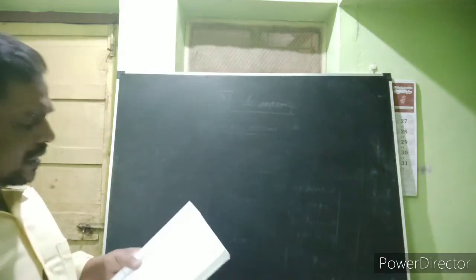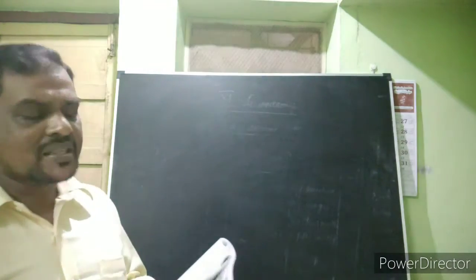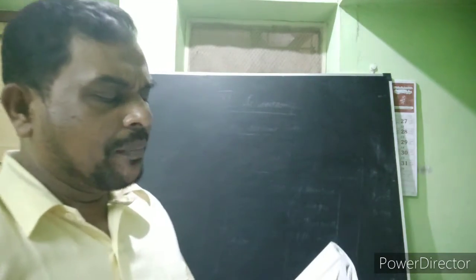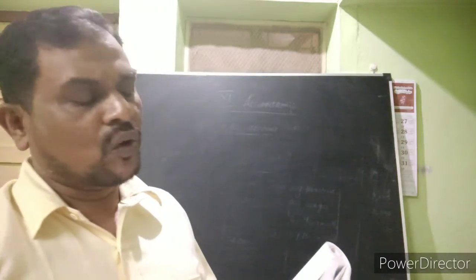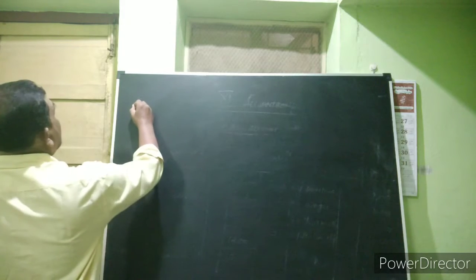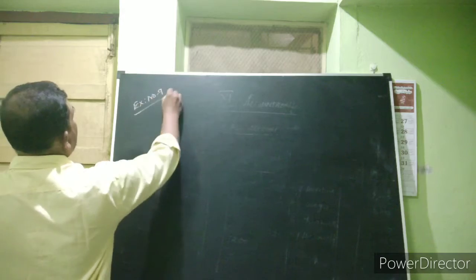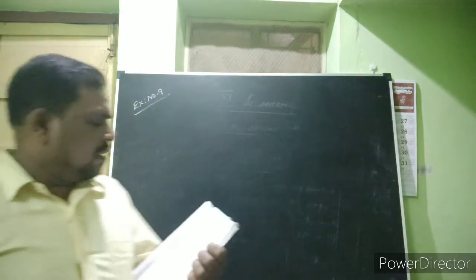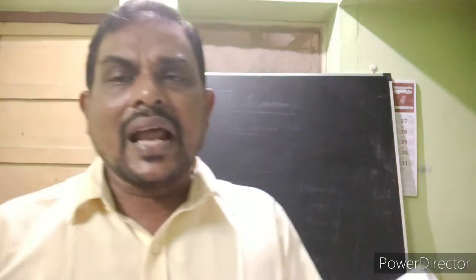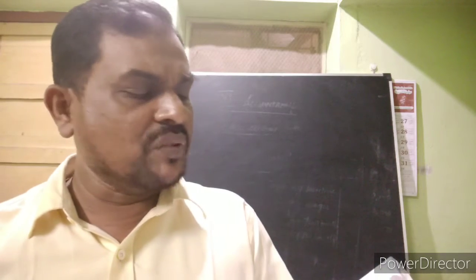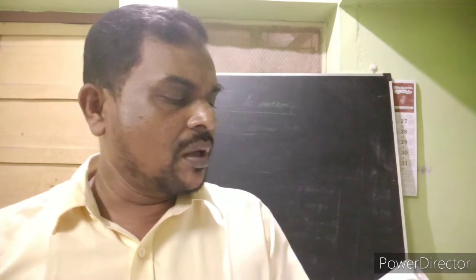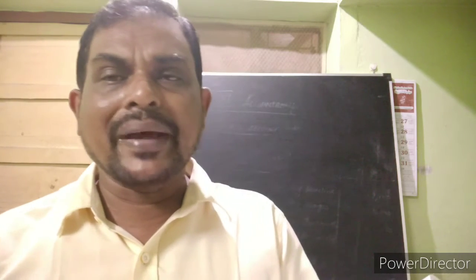So the next sum is from the exercise sums. Prepare Anand's account from the following details. Question number 9, exercise sum number 9. So I'll read the transactions. Based on the transactions, we have to prepare the ledger account. Prepare Anand's account from the following details.